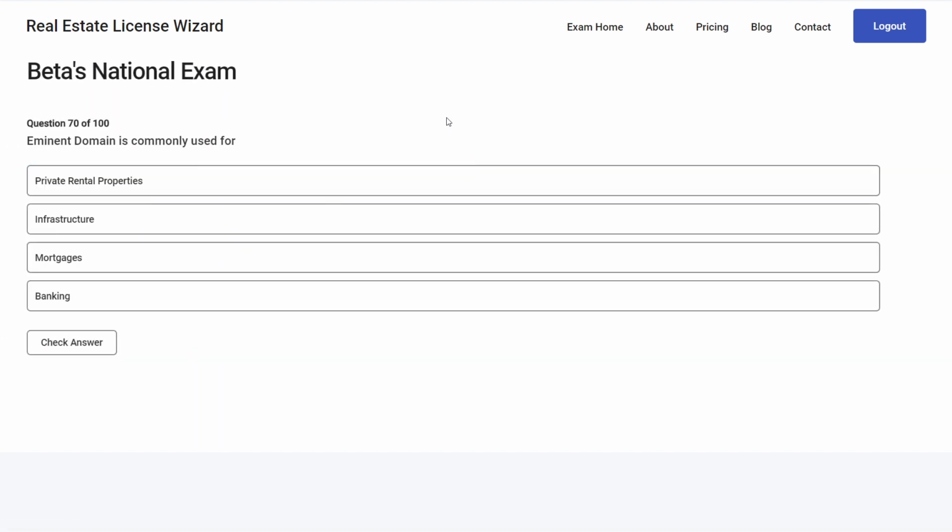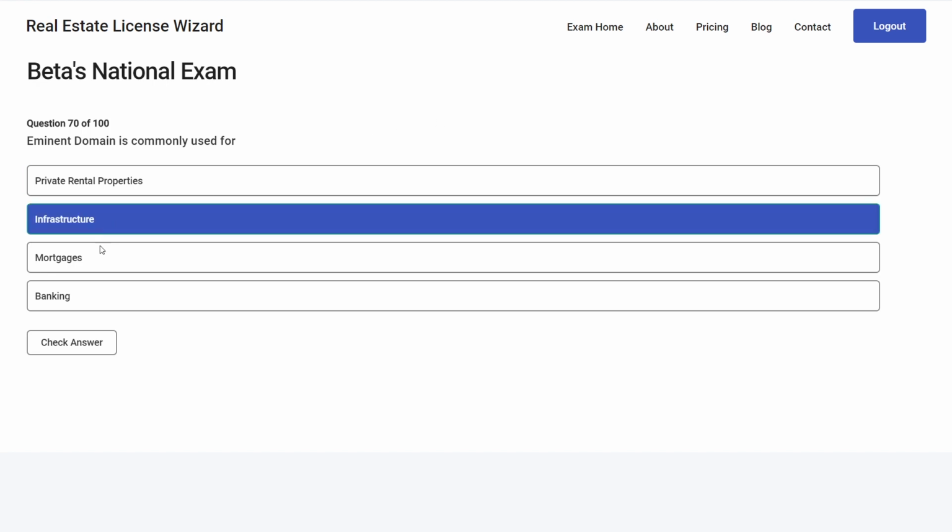All right, 70. Eminent domain is commonly used for, because there are 4 options: private rental properties, infrastructure, mortgages, or banking. All right, think that one over. All right, you guys figure it out? The correct answer for this one is infrastructure.